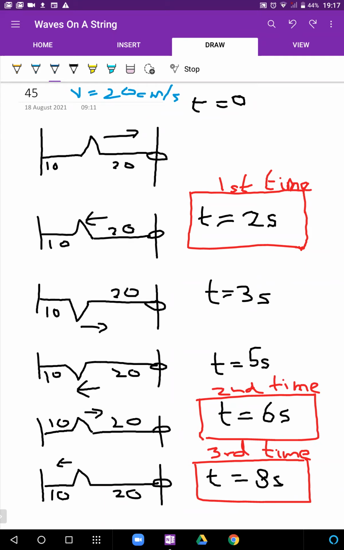Okay. Wait for another. So another second means the pulse will be there. And then one more second after that. So a total of 2 seconds from t equal to 6. The pulse will again be over here. And because it's getting reflected from the free end, it will not get inverted. So at t equal to 8 seconds, you will see an upright pulse again at the same place. So that's the third occurrence.